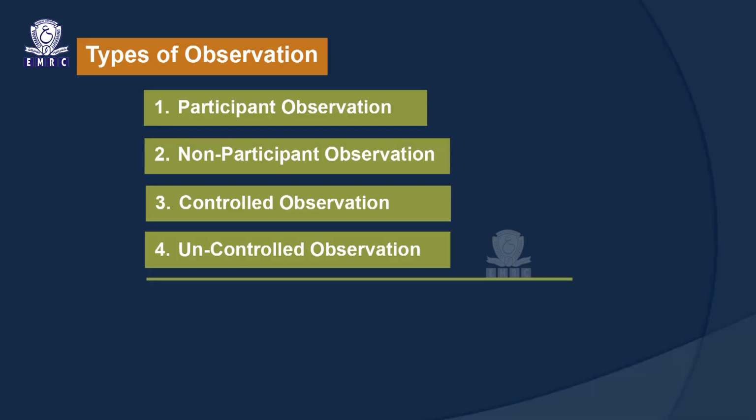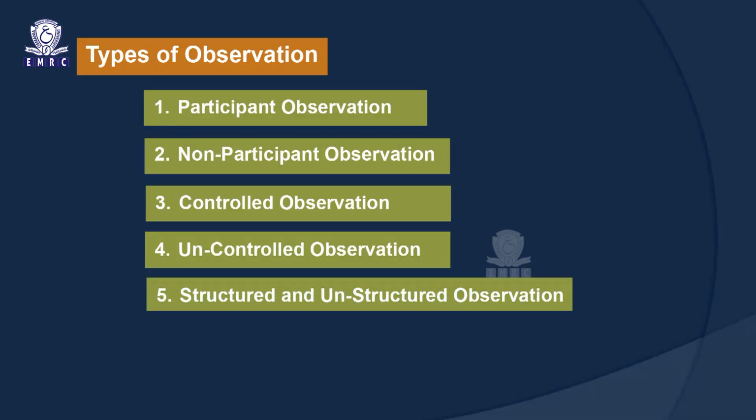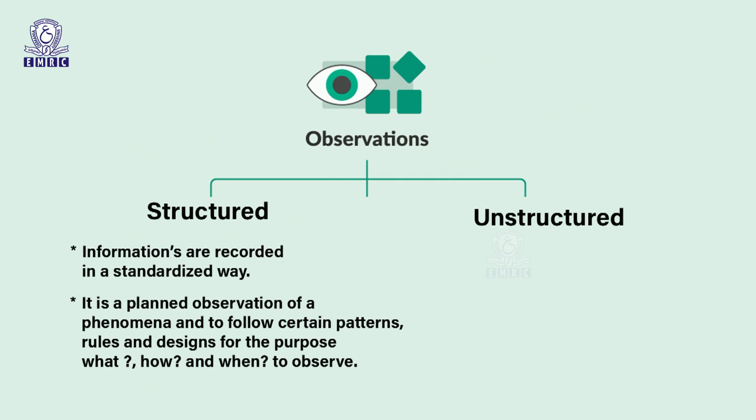Another major type is the structured and unstructured observation. In these types, careful observations are recorded in a standardized way. It is a planned observation of a phenomenon, following certain patterns, rules and designs for the purpose of deciding what, how and when to observe.